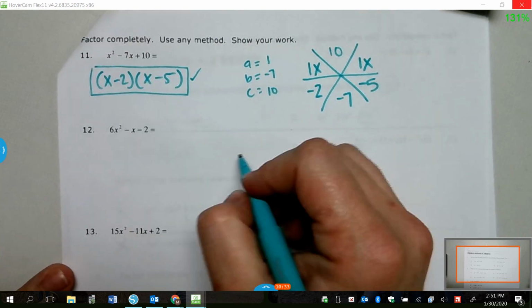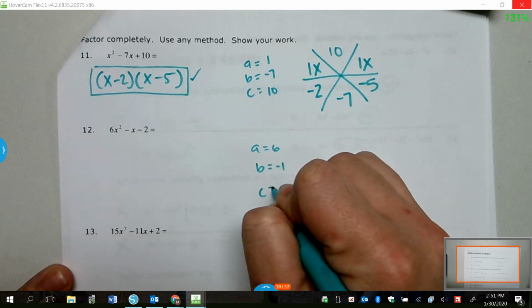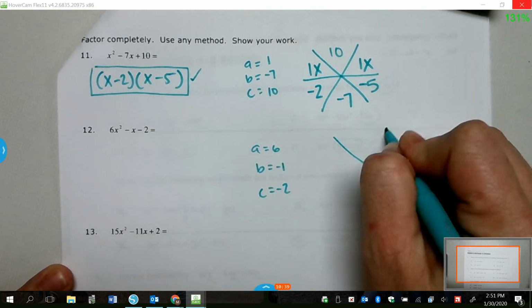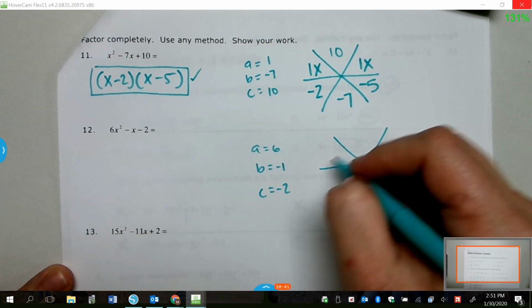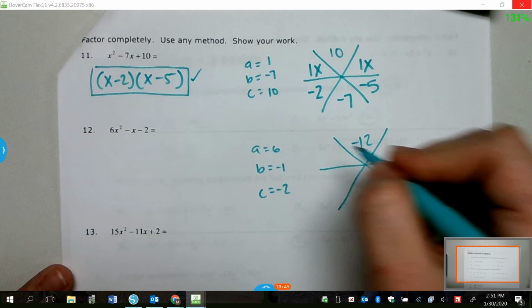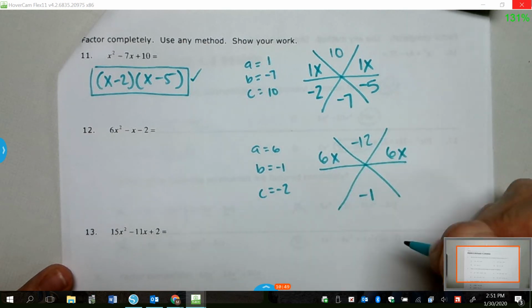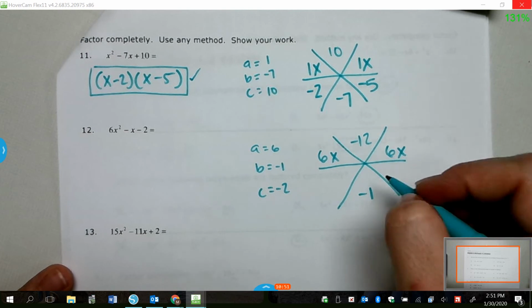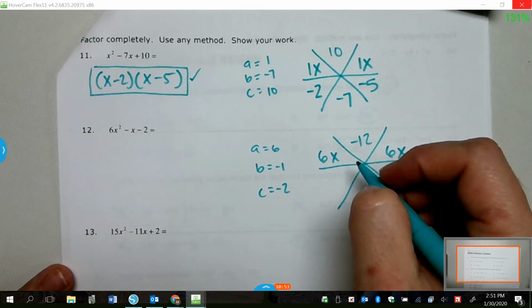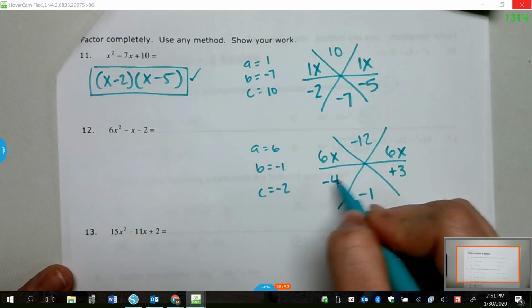Okay, let's try this one. A times C is 6 times negative 2, B is negative 1, 6x, 6x. So what multiplies to give me negative 12 but adds to give me negative 1? If you don't know, use your calculator, but it's going to be negative 4 and positive 3. Both of these can simplify.